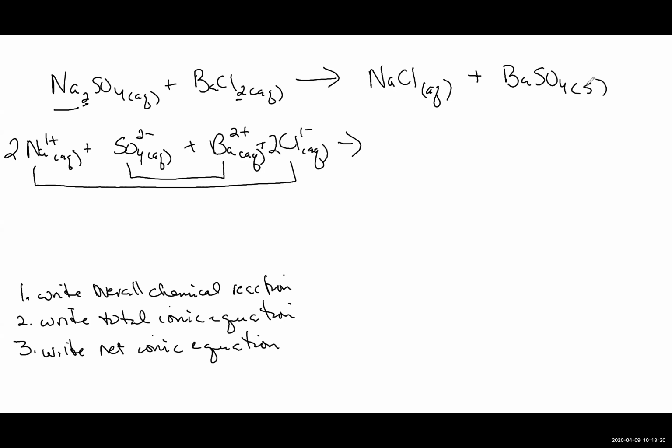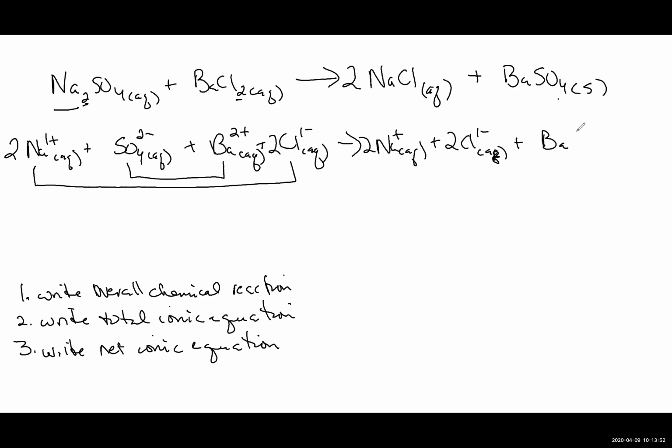Now I need to balance my equation. To balance my equation, I have 2 sodiums, but over here only 1, so I'm going to put a 2 in front. I have 2 chlorides and I have 2 chlorides. I have 1 barium, 1 barium. I have 1 sulfate, 1 sulfate. Everything's balanced. What products will I get? Well, my sodium chloride is still aqueous, so I'm still going to have 2 sodium ions, and I'm still going to have 2 chloride ions.